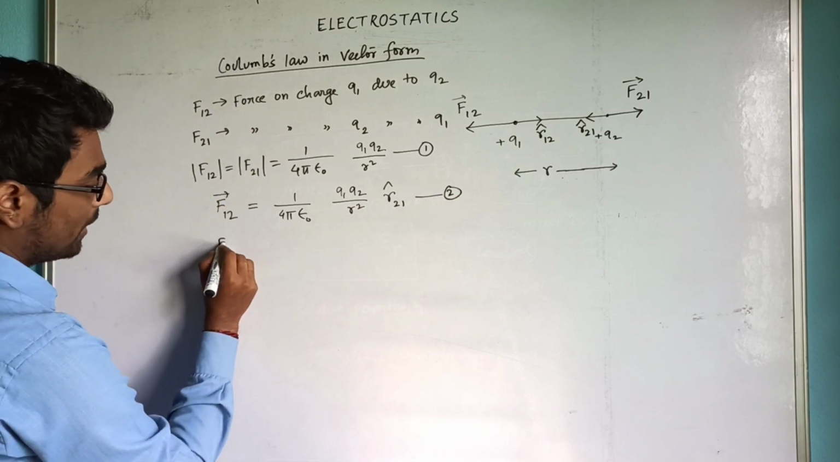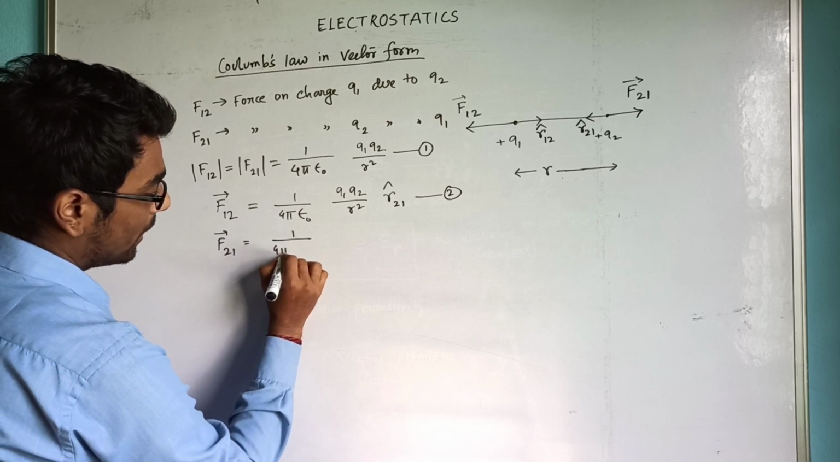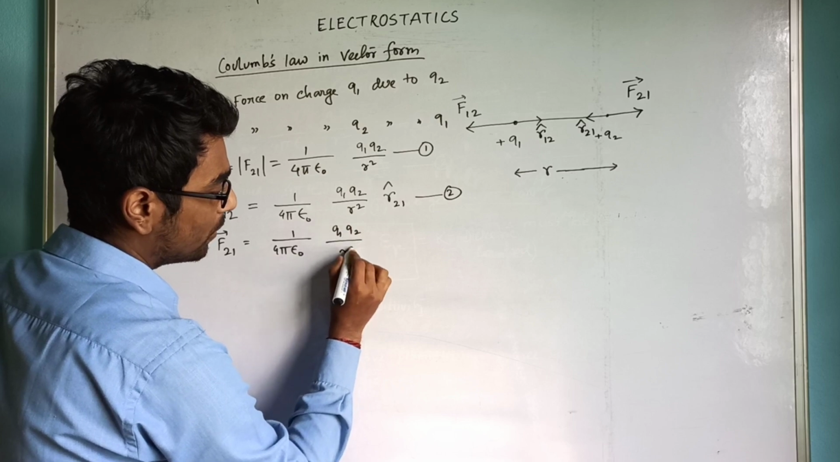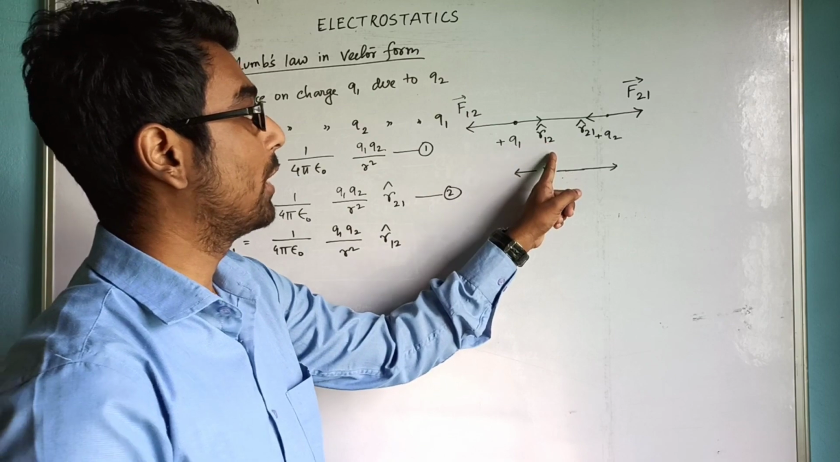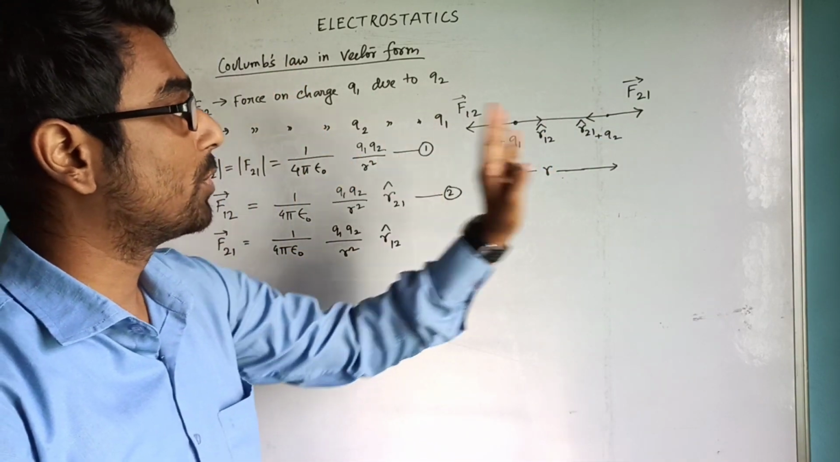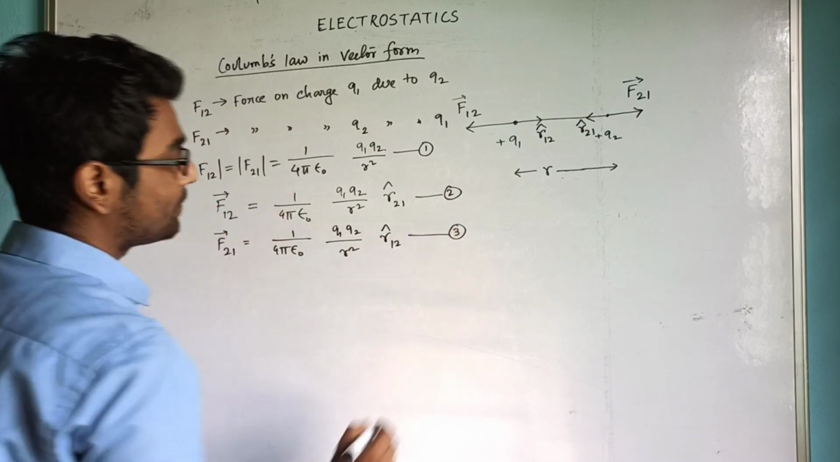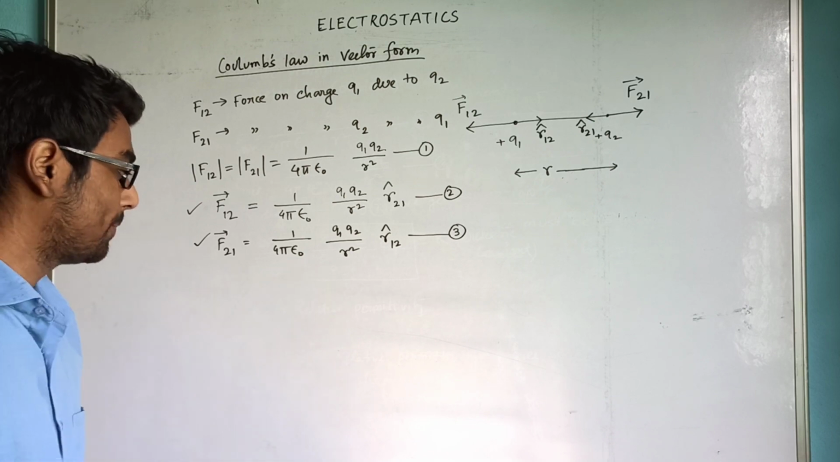In a similar way, F21 will be 1 by 4 pi epsilon naught, Q1 Q2 by R square, R12 cap. See, R12 cap and F21 are in the direction from left to right. So the direction matches. Equation 3. These give the direction of force along with magnitude.